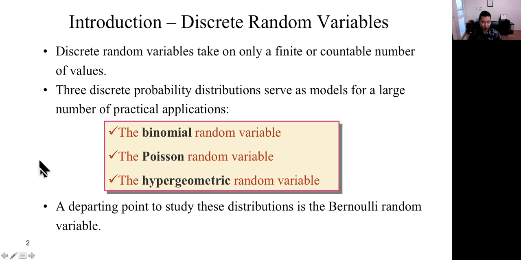But before we do that, let's look at the simplest case for discrete random variables, which is called the Bernoulli random variable. This is similar to the old example of tossing a coin, where the chance we get head or tail is equal to 50%. So let's look at the Bernoulli random variable first.